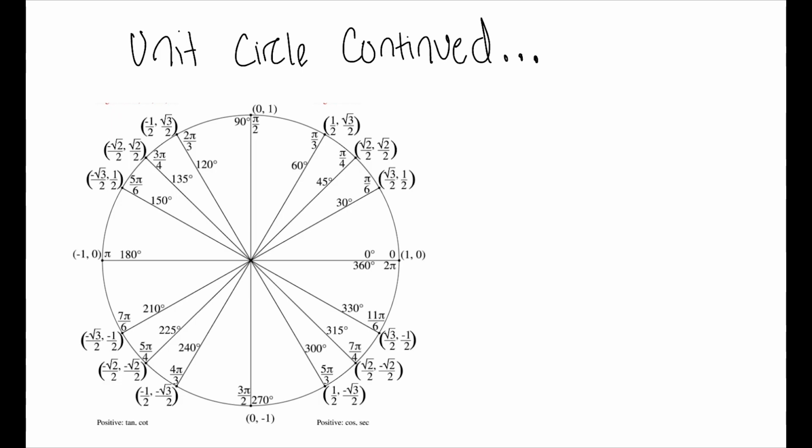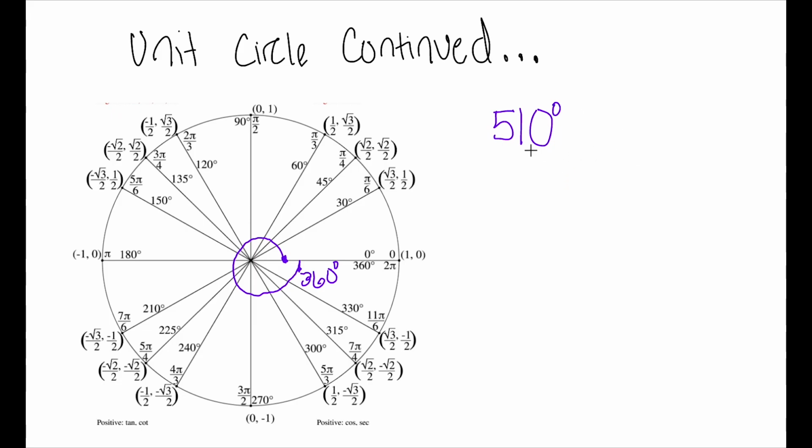So let's say, for example, I'm given the angle of 510 degrees. Well, I'm going to start here at 0 degrees. If I go around the circle once, this is 360 degrees. But then I have to keep going to get to 510, excuse me. So how much farther are we going to go?